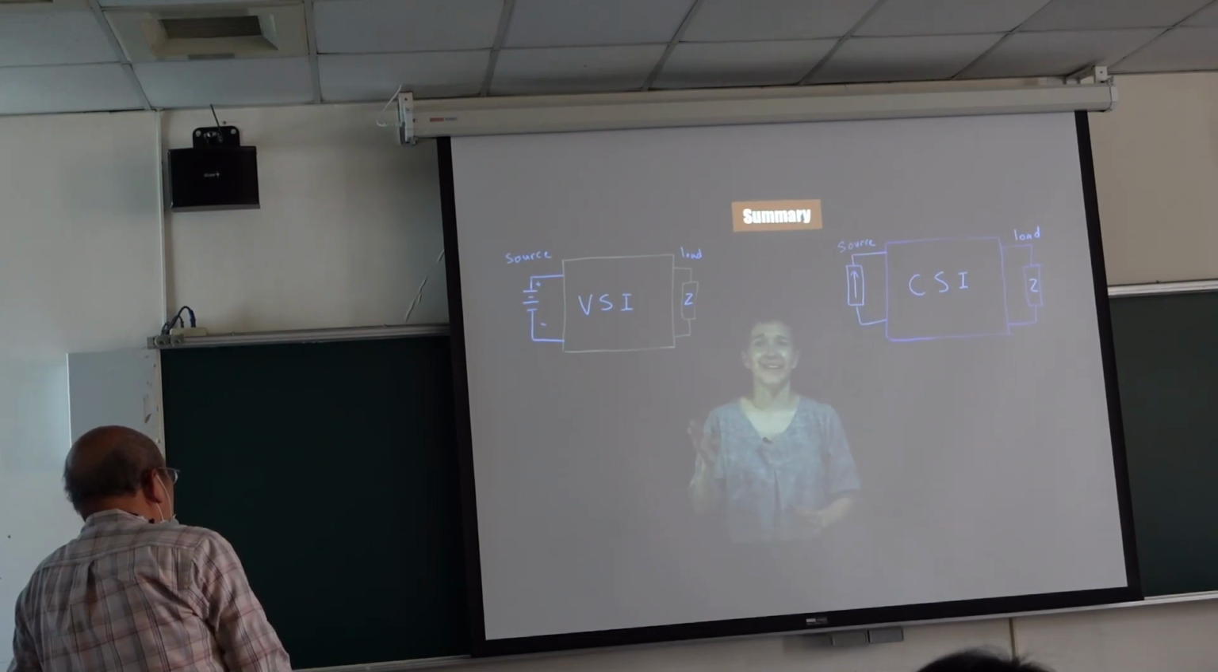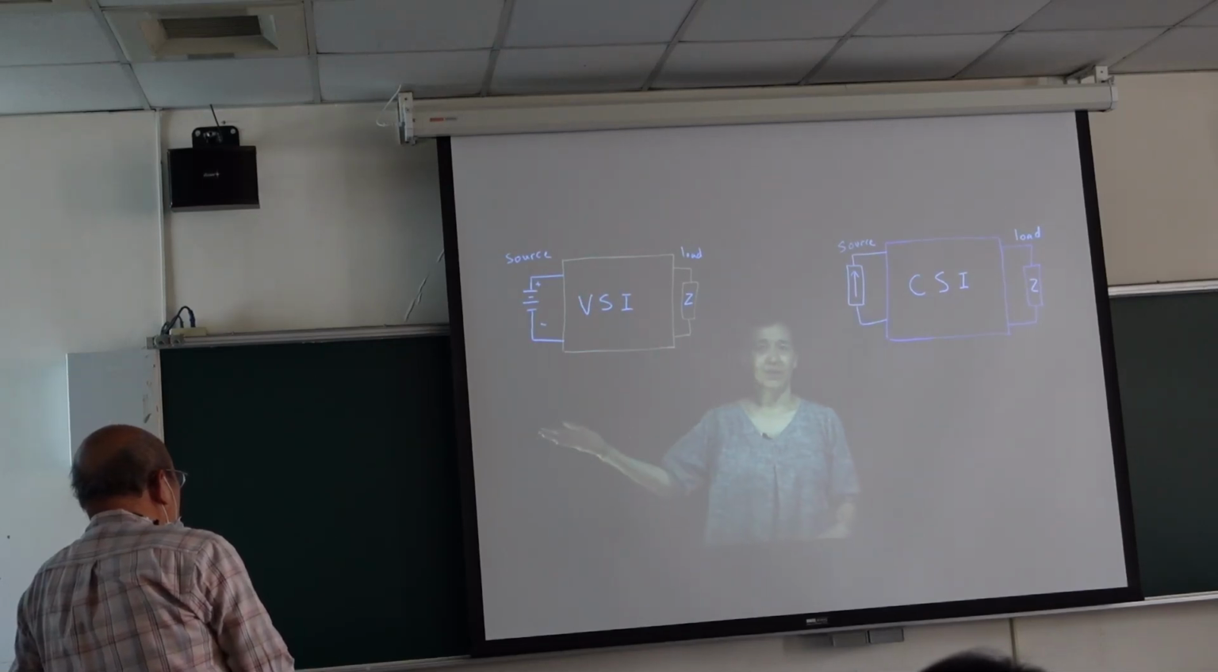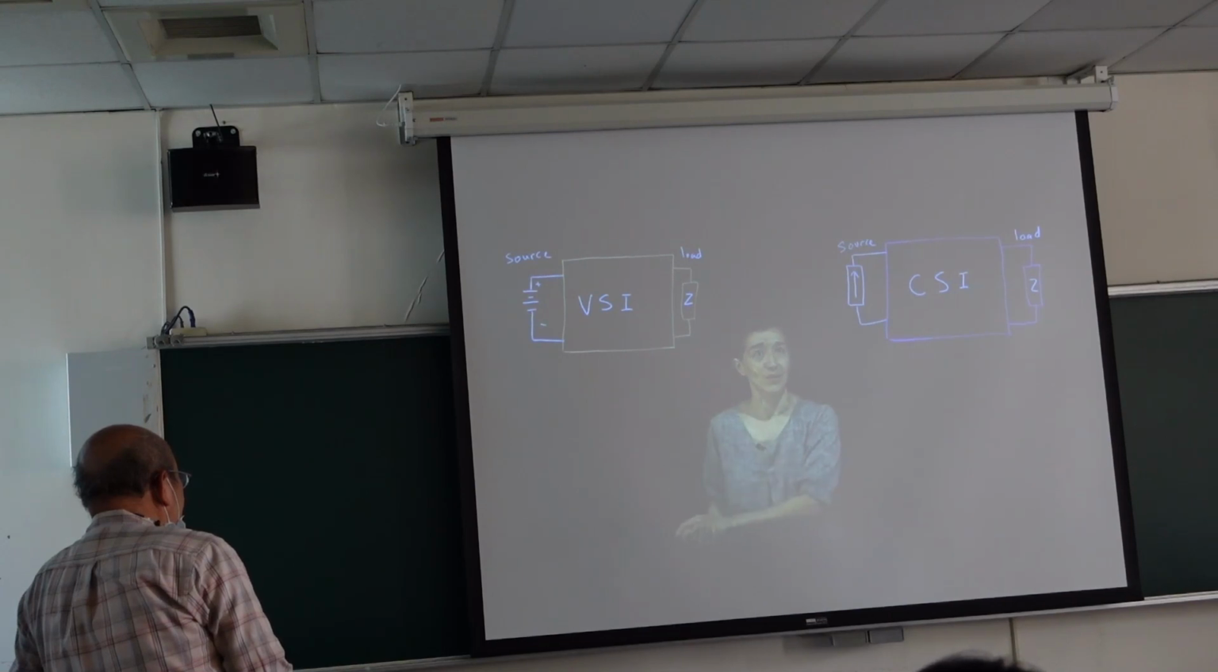So, quick summary, voltage source inverter. The voltage source inverter is going to be more like a voltage source. The inverter then puts positive and negative voltages over the load, and the current is determined by the characteristics of the load.